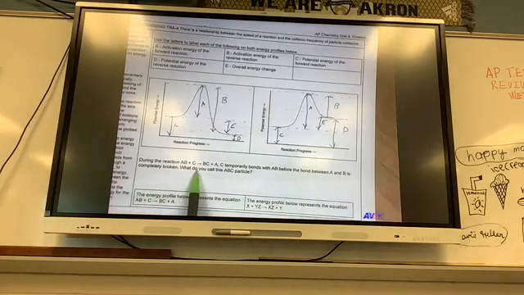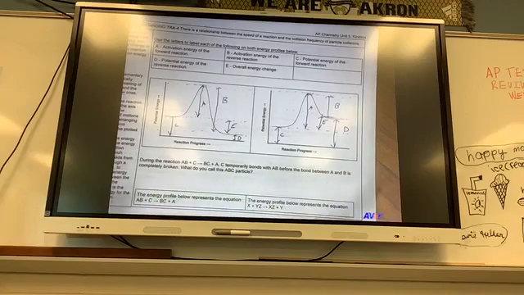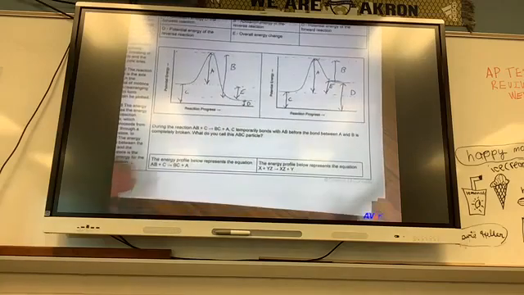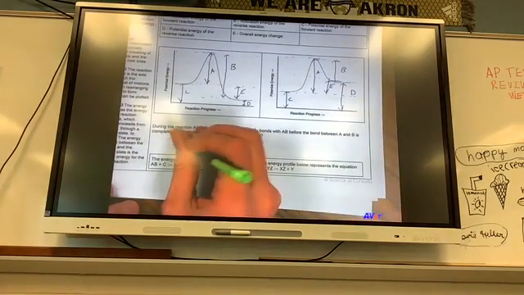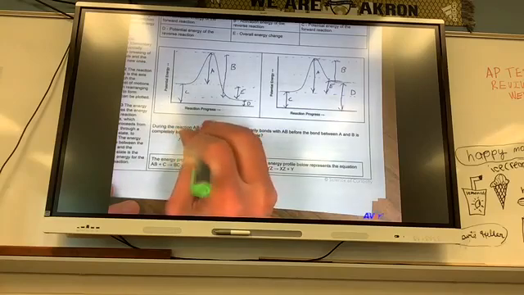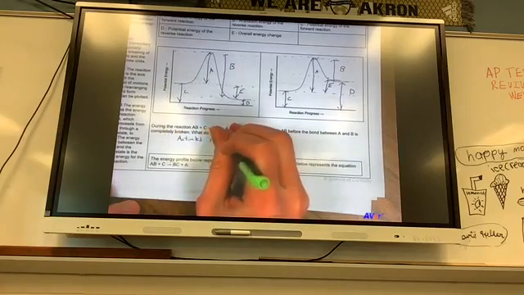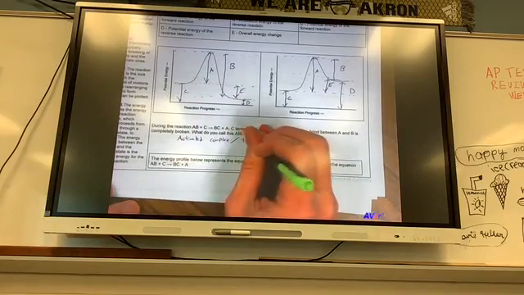During the reaction, AB plus C yields BC plus A. C temporarily bonds with AB before the bond with A and B is broken. What do you call this ABC particle? Well, there's a couple things you can call it. You can call it an activated complex, or a transition particle.